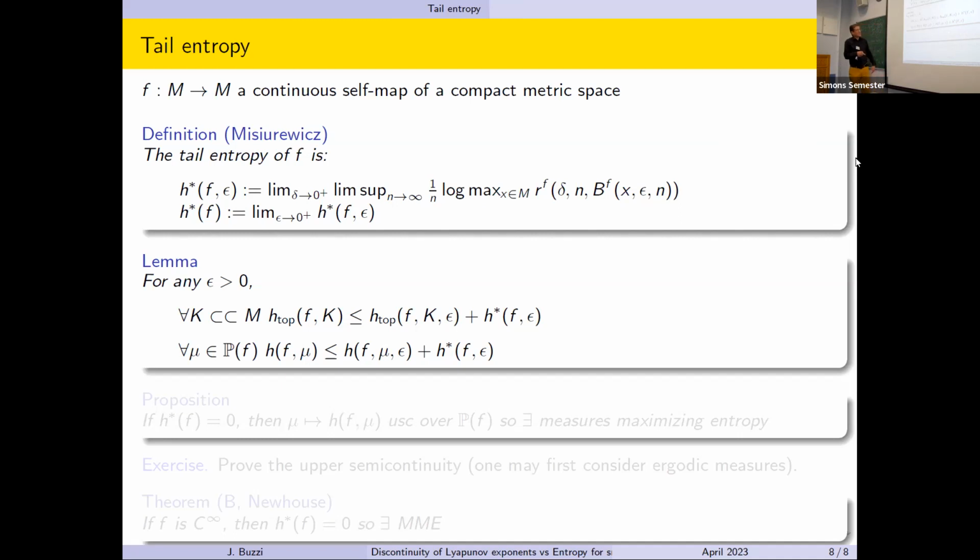Essentially, entropy is defined by taking these very annoying double limits. Tail entropy, when it is zero, tells you that up to an arbitrary error, you can fix in advance the scale at which you want to work and essentially forget about the second limit.